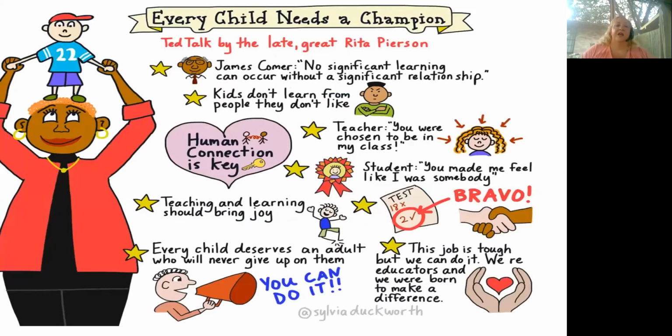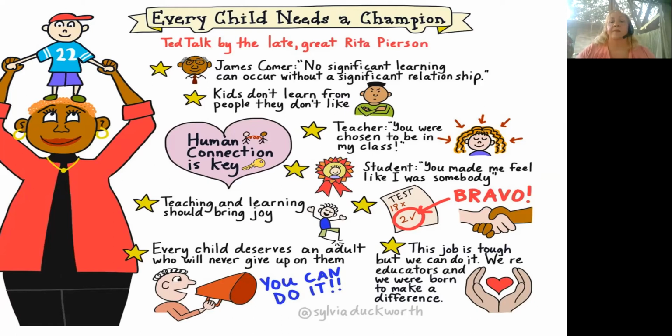And then, of course, Rita Pearson's TED Talk. Some of the things she said: kids don't learn from people they don't like. Human connection is the key to your classroom. Teaching and learning should bring joy. They should want to be in class, and you should want to be there. And every child deserves an adult who will never give up on them. They say that two negative teachers in a row make a student 70 times more likely to drop out of school. So imagine what the power of a positive teacher could do.